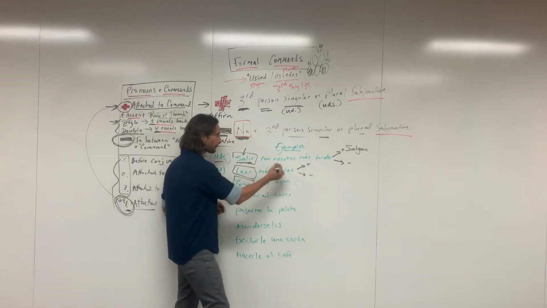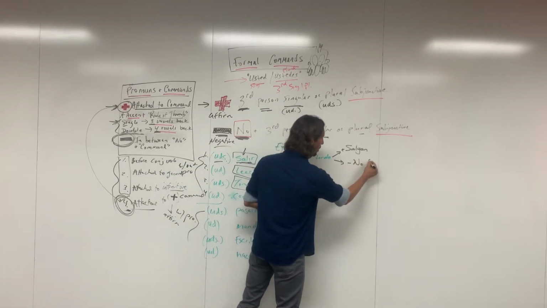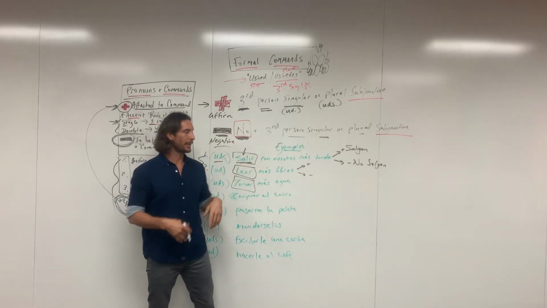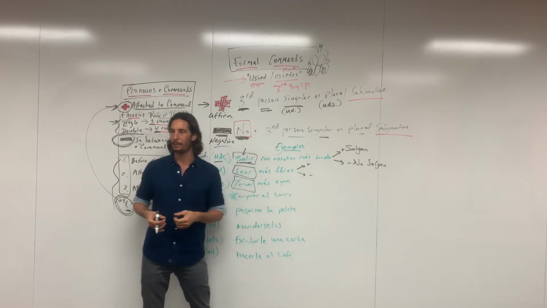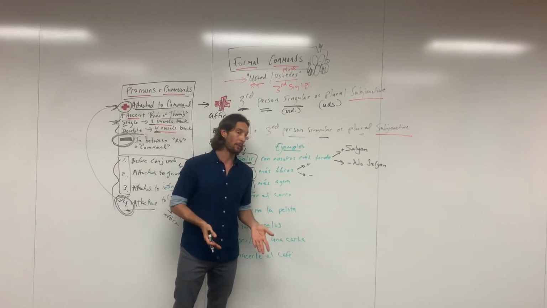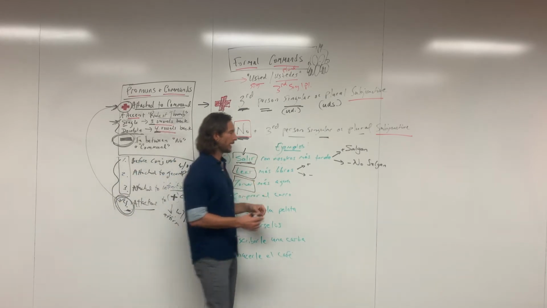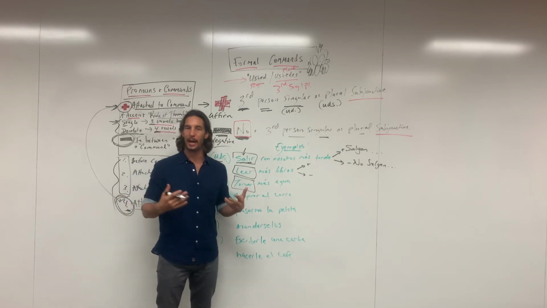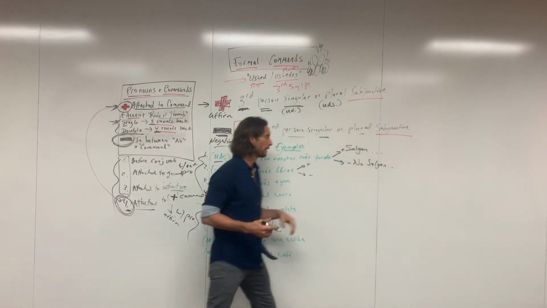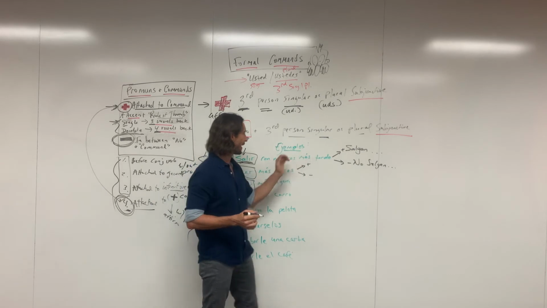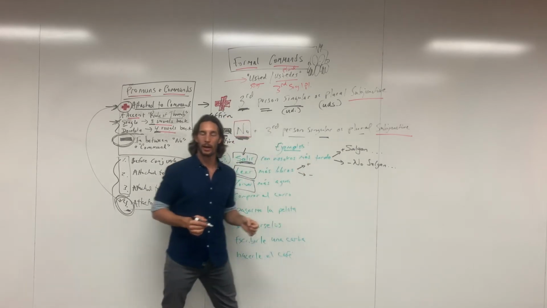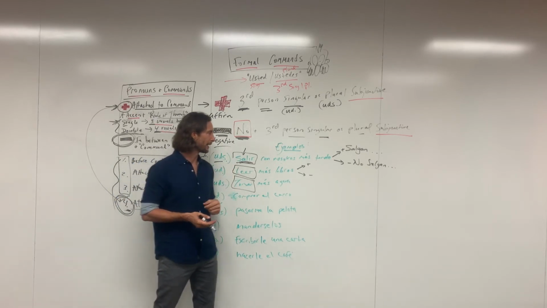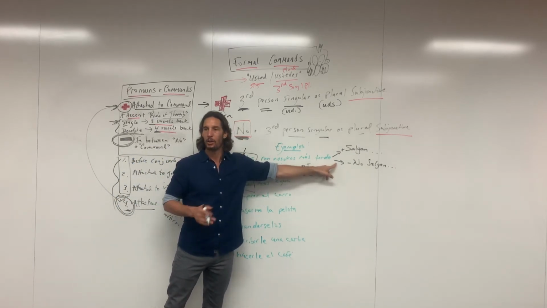Now, if we want to make it negative, we would do no, and then the command, just like I was saying. So you would say, no salgan con nosotros más tarde, which is saying, don't come out with us later on. Again, respecting time, I'm not writing the whole sentence out. You would say, salgan con nosotros más tarde. Negative would just place no before that command. You would say, no salgan con nosotros más tarde. So hopefully that makes sense.